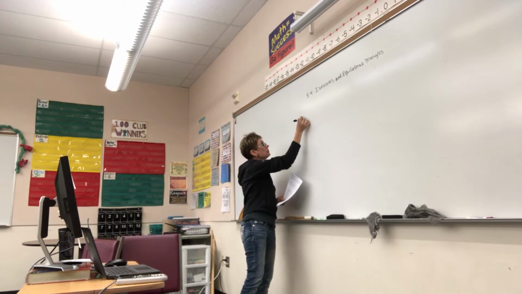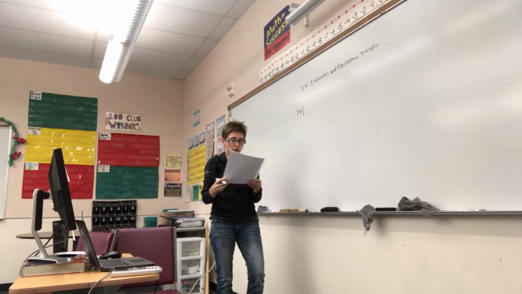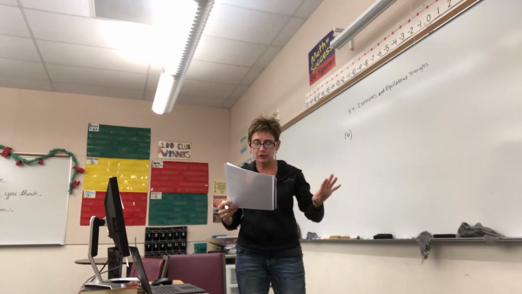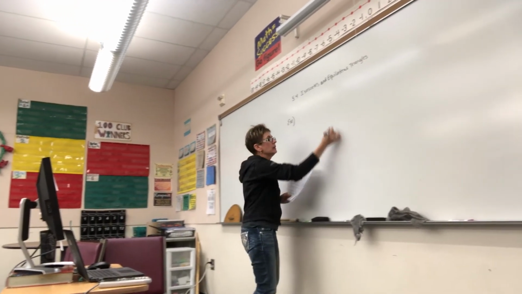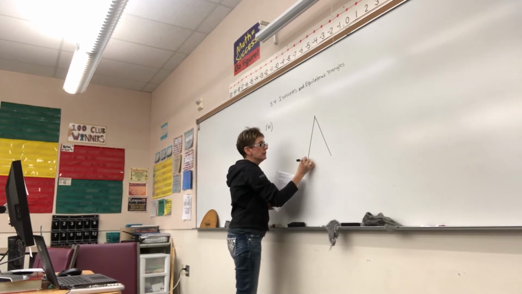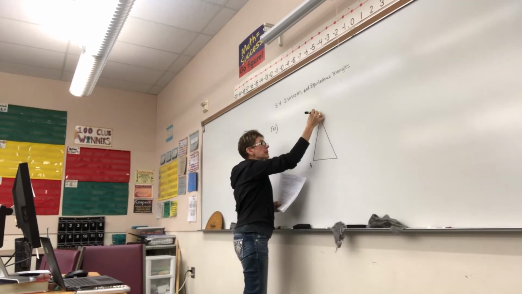Example number 1. It says triangle, you don't have to write this down, we'll just draw the picture. So triangle ABC is an isosceles triangle. So let's draw this triangle here. A, B, C.